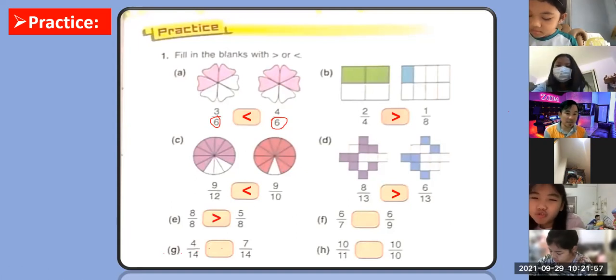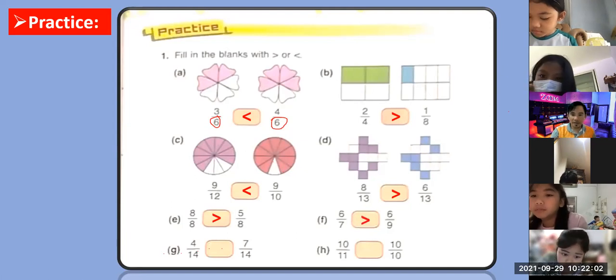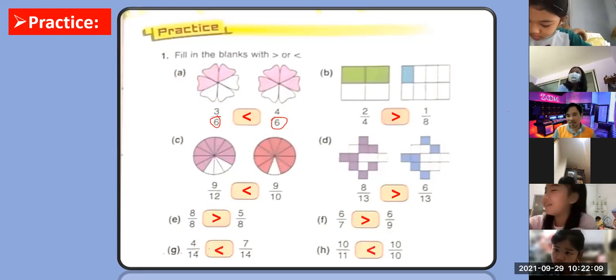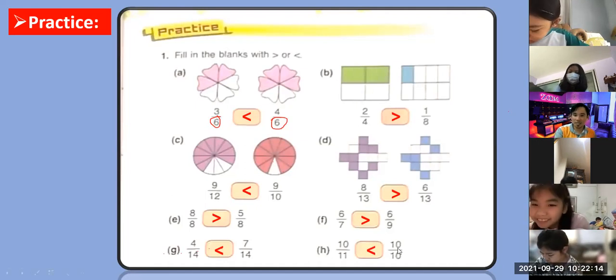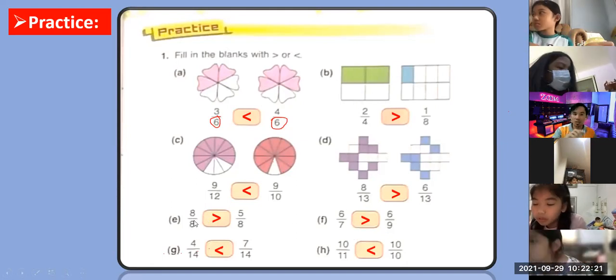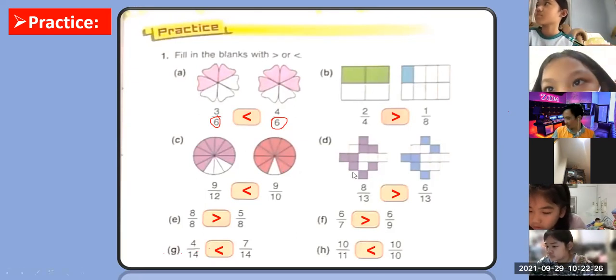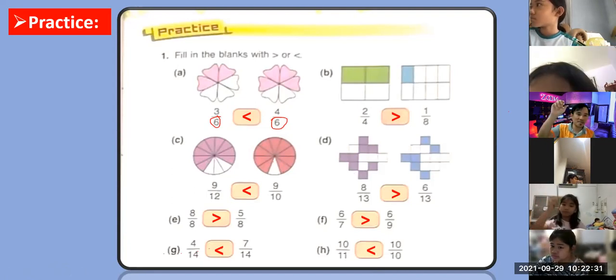Page 79. Letter F, greater than. Letter G, smaller than. And letter H, it's smaller than, because 10/10 is equal to 1, so that means it's a whole. It's bigger here. 8/8 is also equal to 1, so that is 1 whole. That means it's greater. Pencils up if you are finished with number 1.